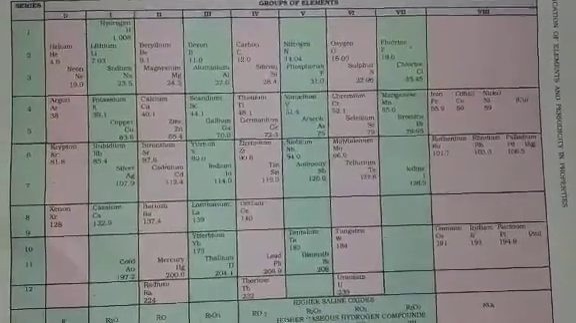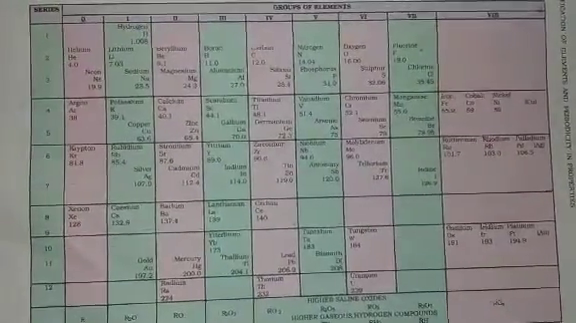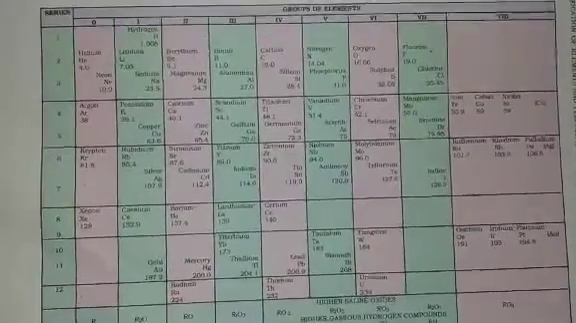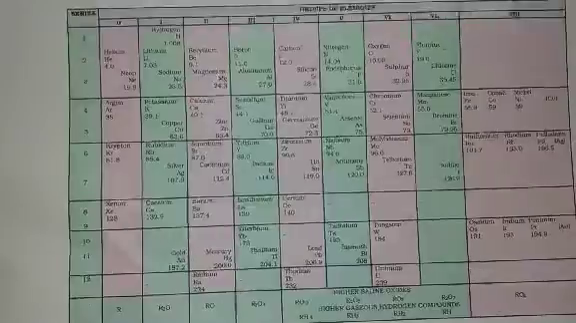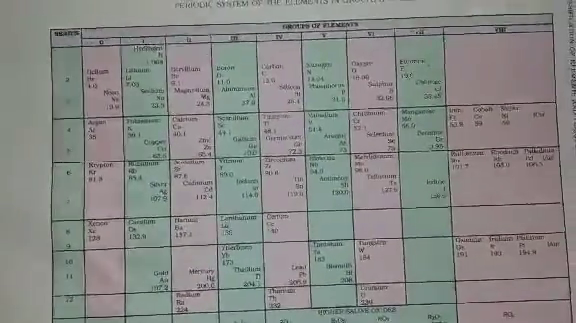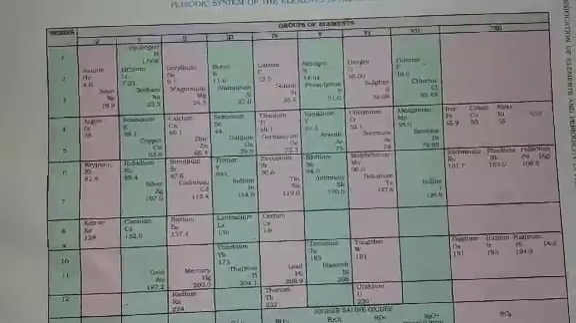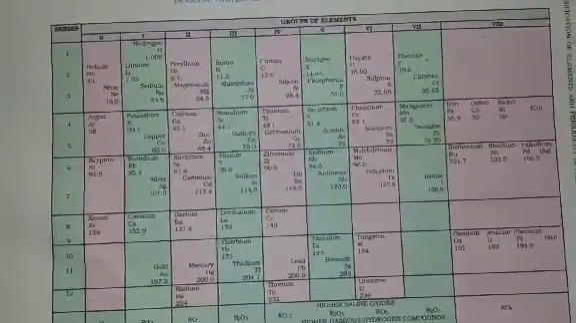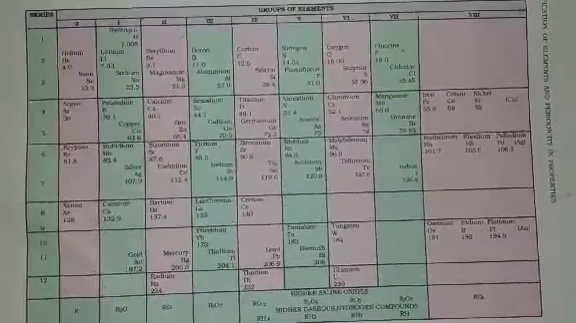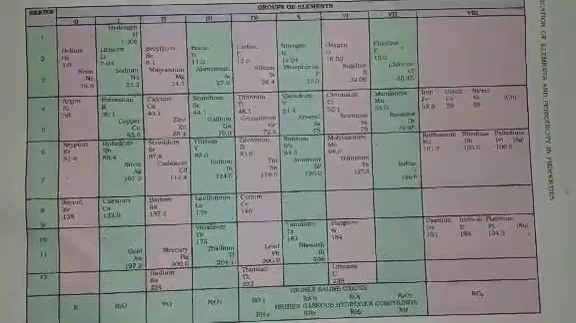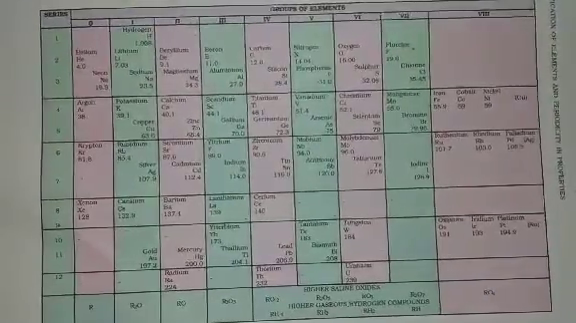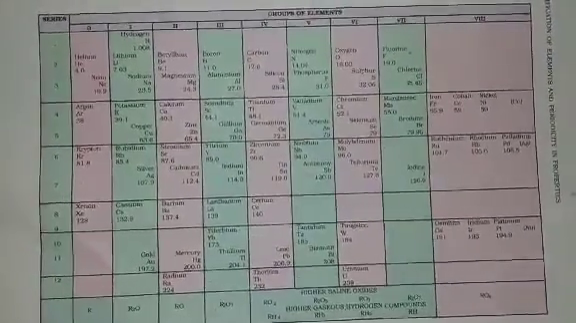So in the year 1869, Mendeleev gave his periodic table, known as Mendeleev's periodic table. However, today we do not follow Mendeleev's periodic table. We follow the modern periodic table, also known as the long-form periodic table. But Mendeleev's table was a great step towards the classification of elements. So now, let us see what the classification given by Mendeleev was.